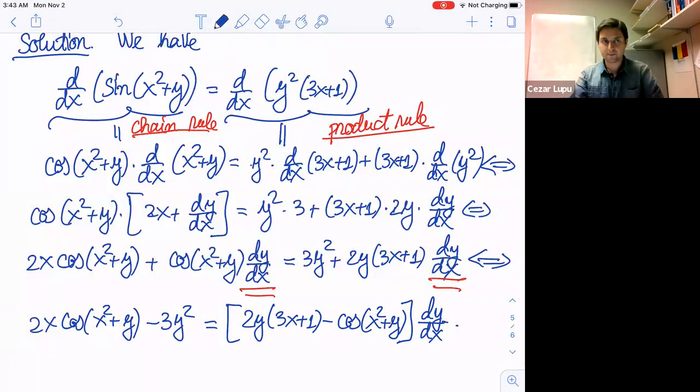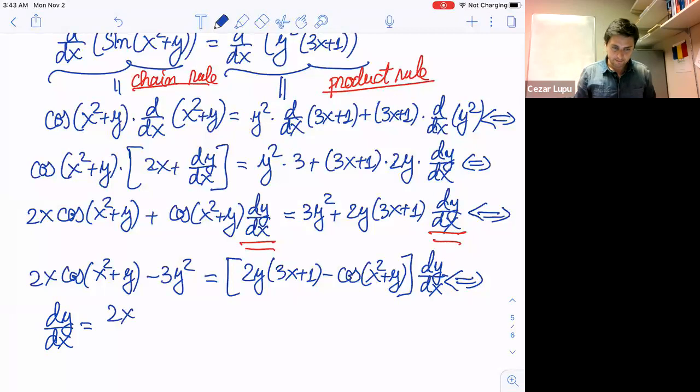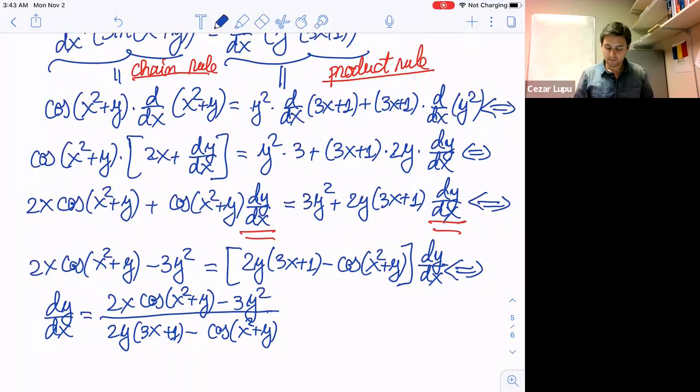Okay, right, so we have this. And now this will finally be equivalent to dy over dx equal to 2x cosine of x squared plus y minus 3y squared, everything over 2y times 3x plus 1 minus cosine of x squared plus y. Right, so this is what we get. So that's the answer.